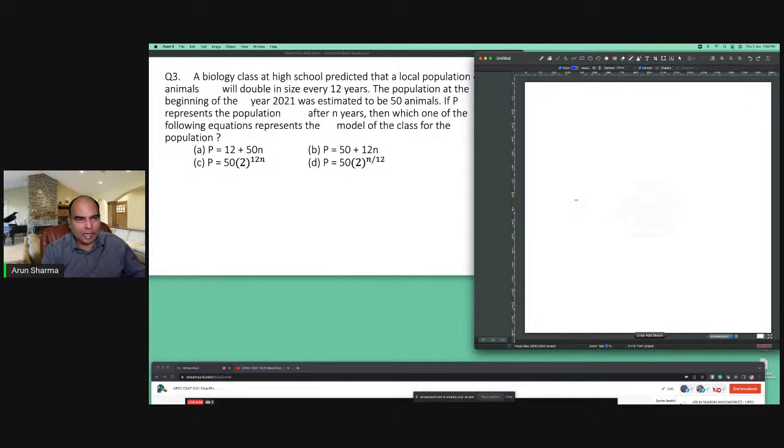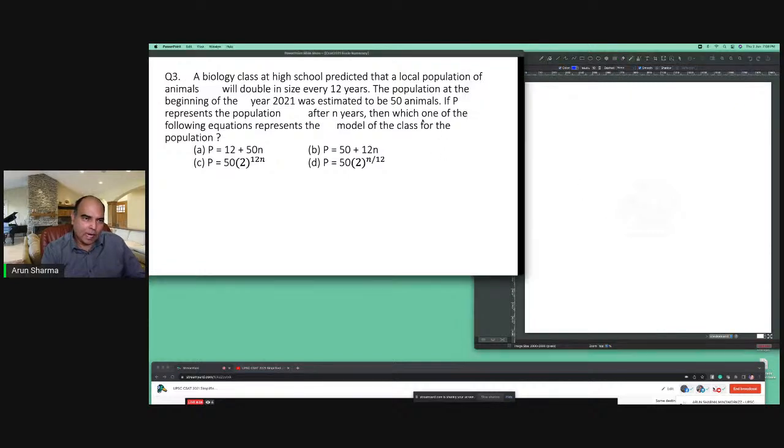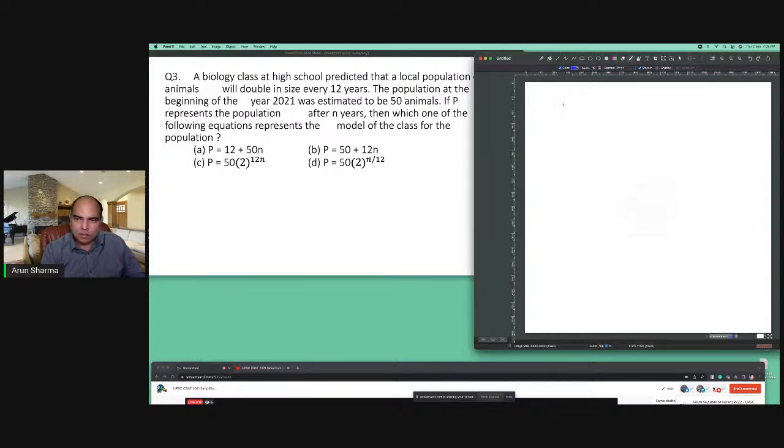What you have to understand in this question is that it says, a biology class at high school predicted that the local population of animals will double in size every 12 years. So this is the information given to us. The population doubles in size every 12 years. This is what is mentioned to us.